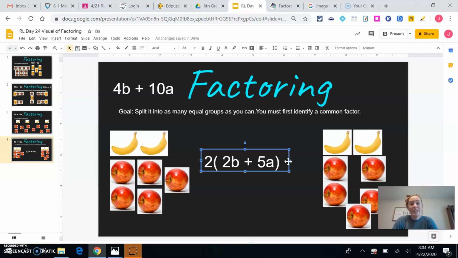It's still an equal expression. They are equal to each other. We have the same amount of bananas, the same amount of apples. We've just resituated them to rewrite them and give them a different name. Okay? So today we're going to focus on the visual aspect of factoring and what's happening. You have 2 examples that you're going to do yourself, and be sure that you turn those into classroom.